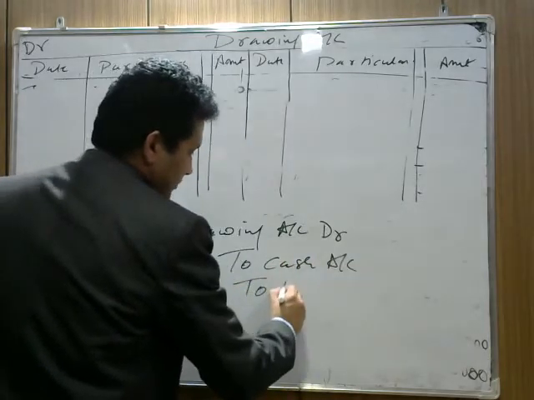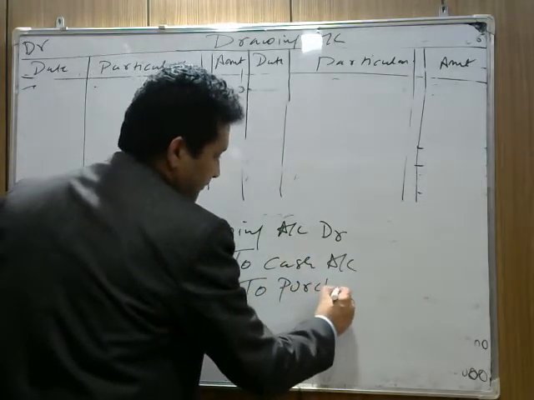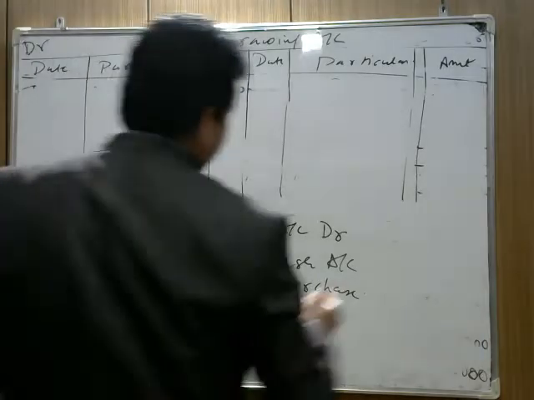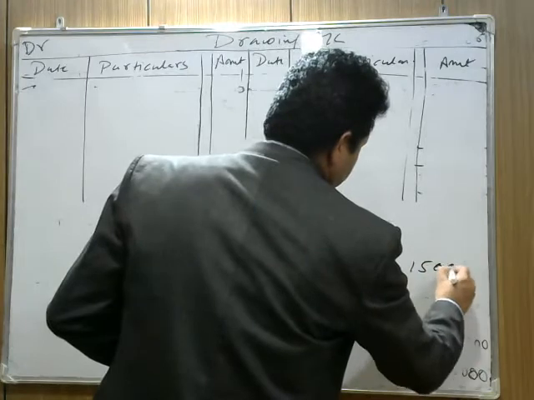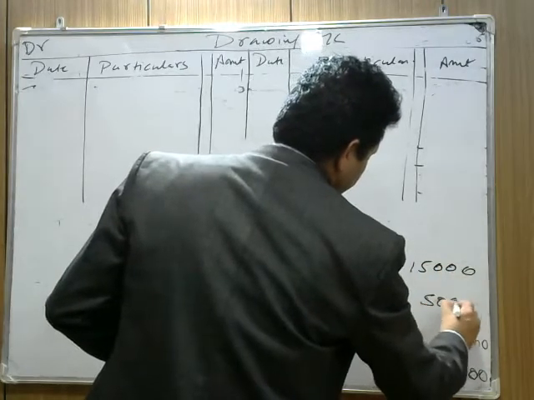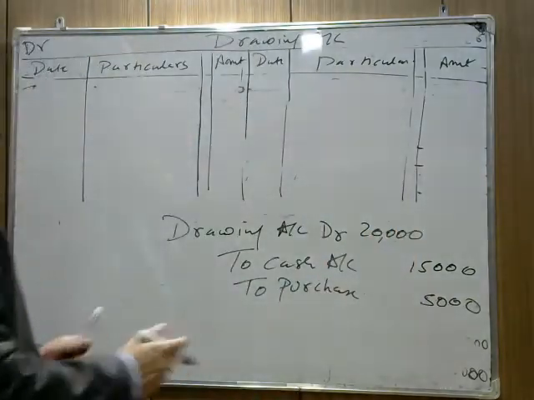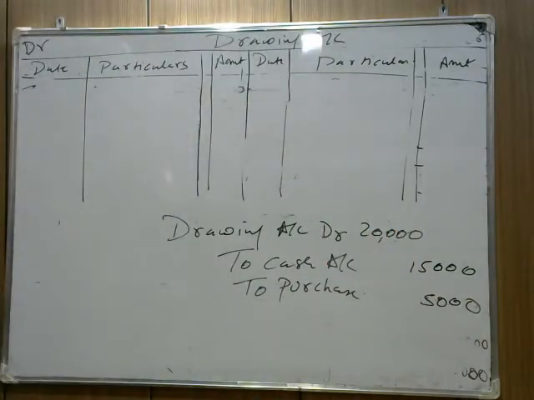and to purchase account. हमने drawing की है. Okay, so we write drawing account debit to cash to purchase because the transaction says that we withdraw goods and cash for our personal use. We withdraw cash of rupees 15,000, goods worth rupees 5,000, total drawing is 20,000. So here if you see drawing will be debited. Drawing क्या हो रहा है? Debit हो रहा है. And we withdraw cash and goods for the personal use.